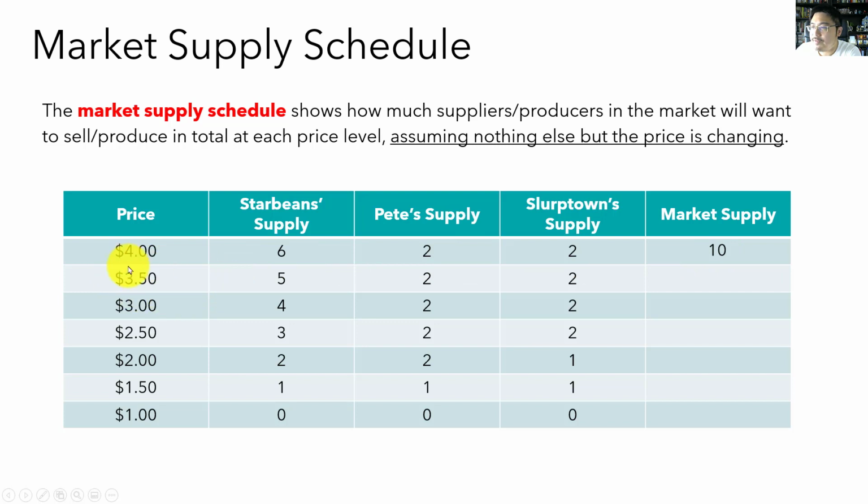At a price of $3.50, Star Beans is going to supply 5, Pete's is going to supply 2, Slurptown is going to supply 2, so the total market supply is 9. At a price of $3, Star Beans supplies 4, Pete's supplies 2, Slurptown supplies 2, so the total is 8. All right, and so we can continue on adding up the quantities for the individual sellers, and we're going to complete the market supply schedule, okay?